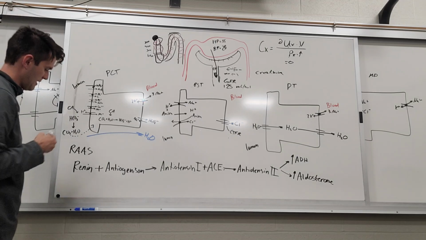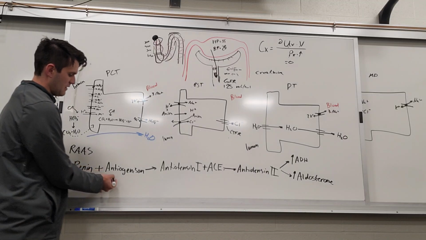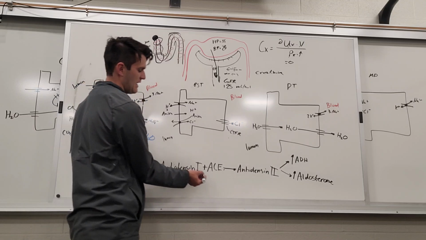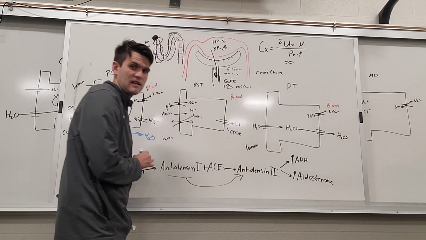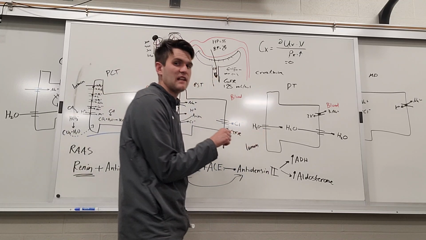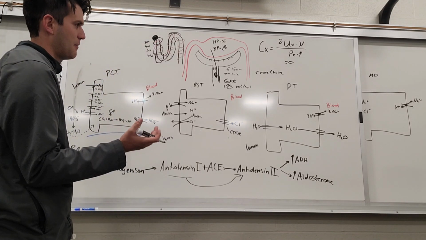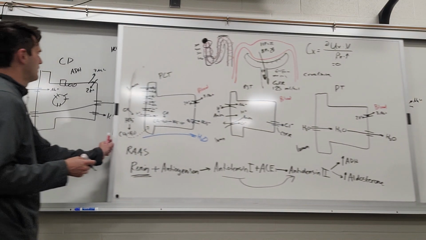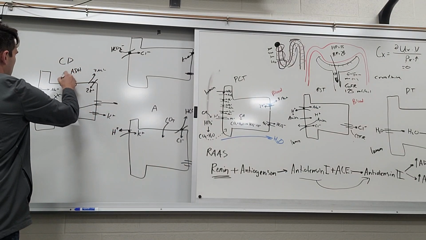So let's see what's going on. We have renin. Now renin is produced in your kidneys. Renin is going to combine with angiotensinogen to form angiotensin 1. And then we're going to have an enzyme called ACE, which is going to convert angiotensin 1 to angiotensin 2. Now what angiotensin 2 does is it's going to boost ADH levels. ADH, that's antidiuretic hormone. And so what happens there is essentially ADH is going to come in and it's going to bind to this.